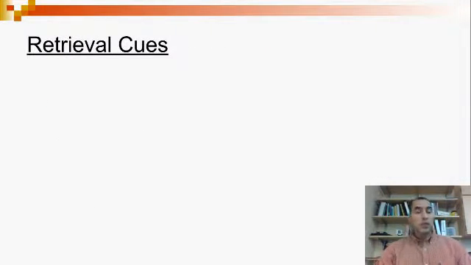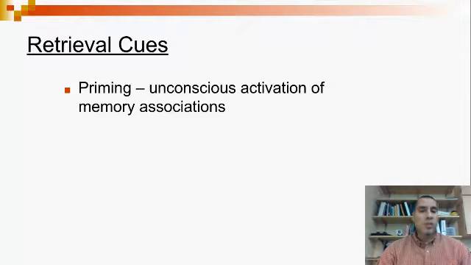All right. What we want to look at now are some retrieval cues. These are some things that can help us when we're trying to get information out of our memory storage. The first one is priming.